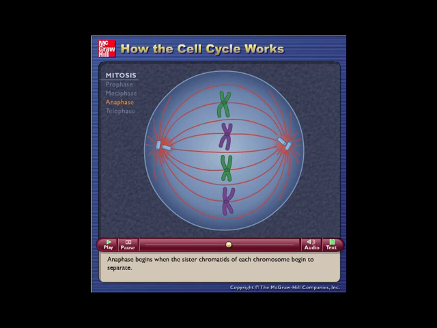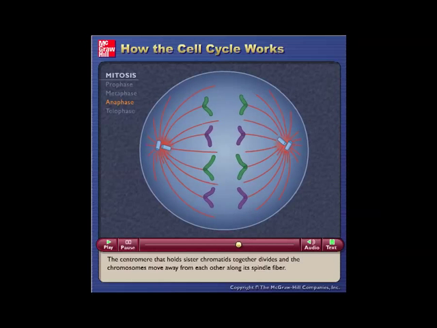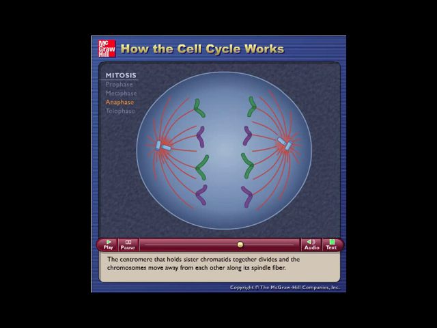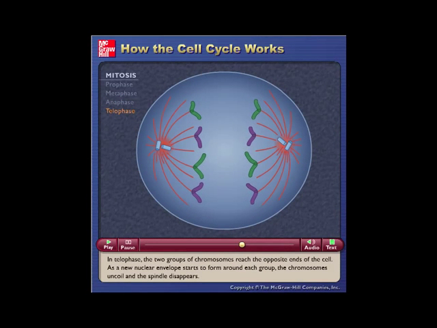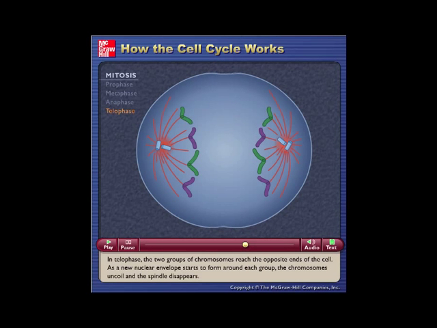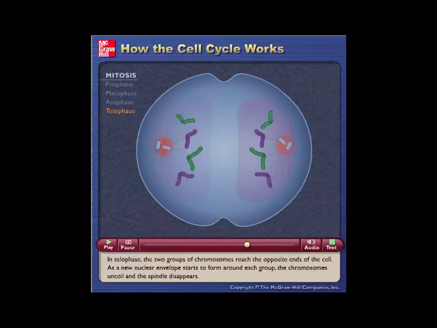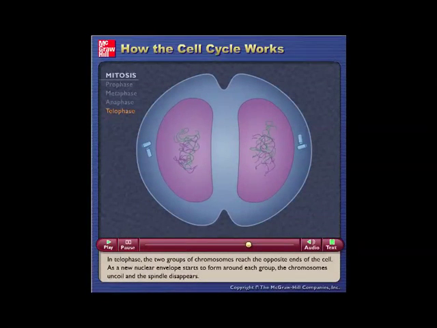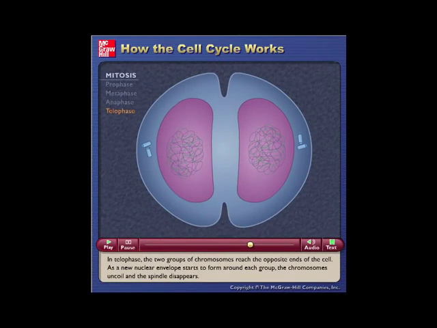Anaphase begins when the sister chromatids of each chromosome begin to separate. The centromere that holds sister chromatids together divides, and the chromosomes move away from each other along the spindle fiber. In telophase, the 2 groups of chromosomes reach the opposite ends of the cell. As a new nuclear envelope starts to form around each group, the chromosomes uncoil and the spindle disappears.